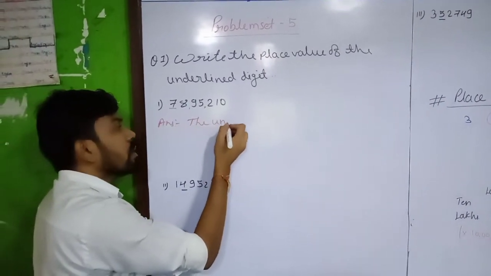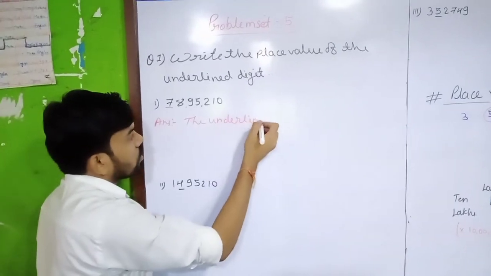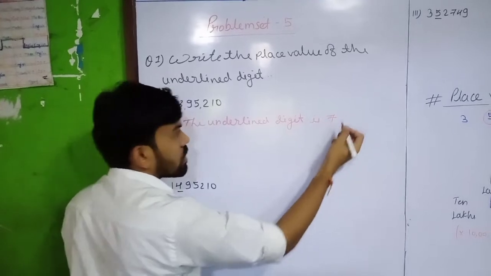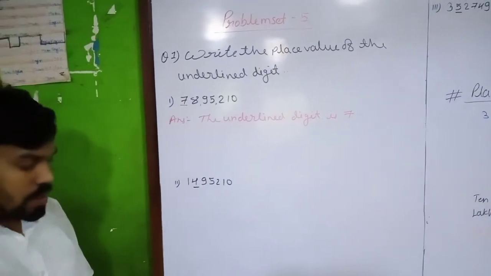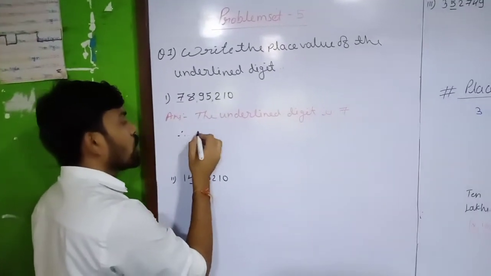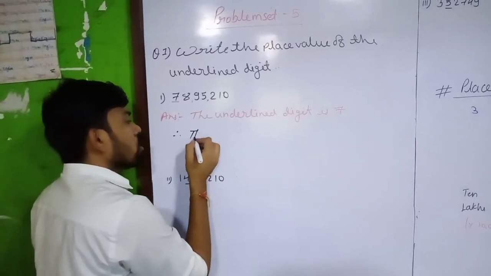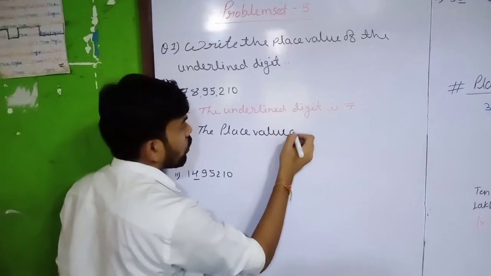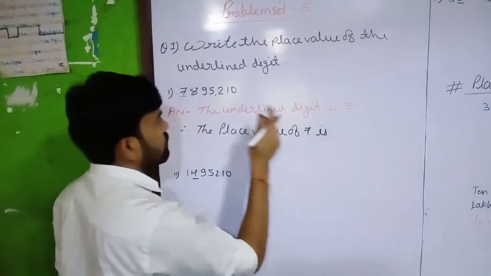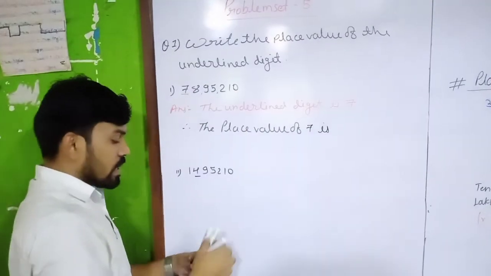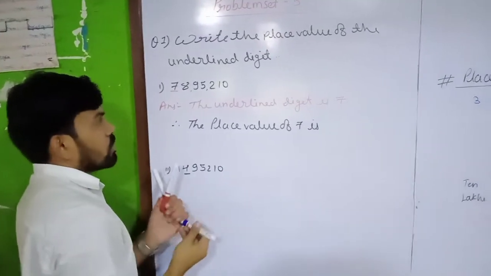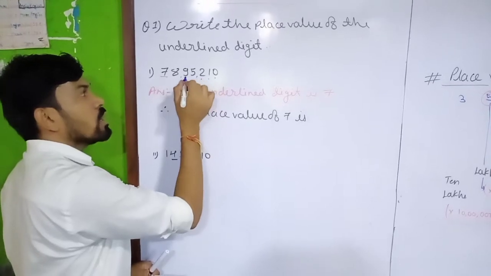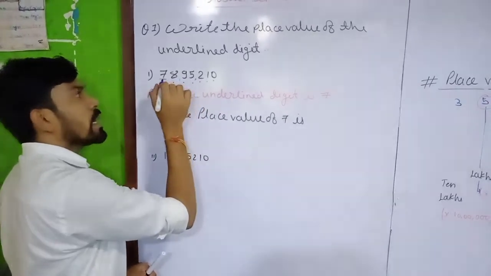The underlined digit is 7. Therefore, the place value of 7 is units. Just see, we have to count units, 10, 100, 1000, 10,000, lakh, 10 lakhs.